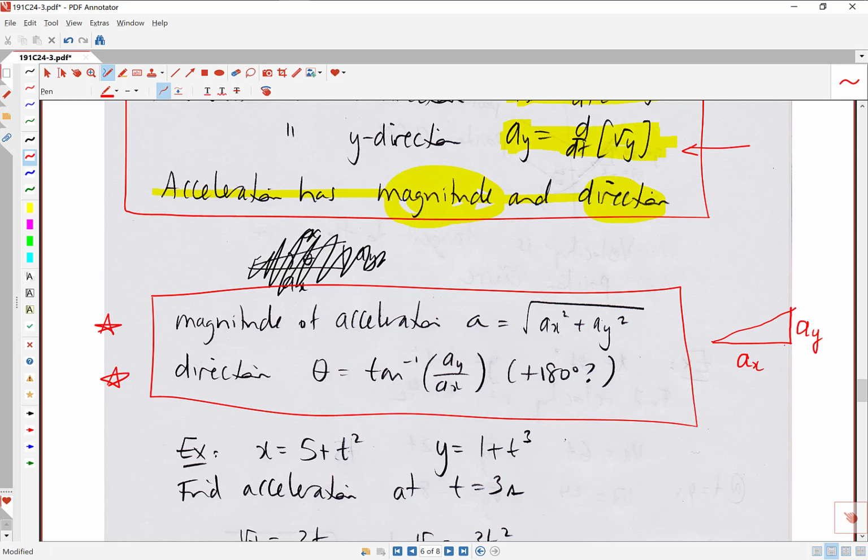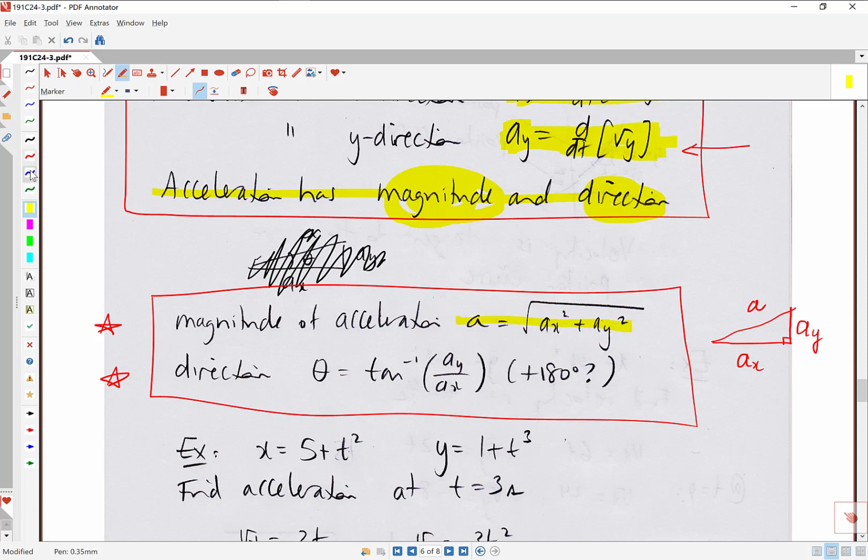So we get this nice right triangle. And when we talk about what is the overall acceleration, we're really asking what is the length of the hypotenuse. So we just call this the magnitude of the acceleration. In symbols, we'll call that a. So think of that as the overall acceleration if you wish. And that's just going to come from the Pythagorean theorem. So we're going to say a is the square root of a sub x squared plus a sub y squared.